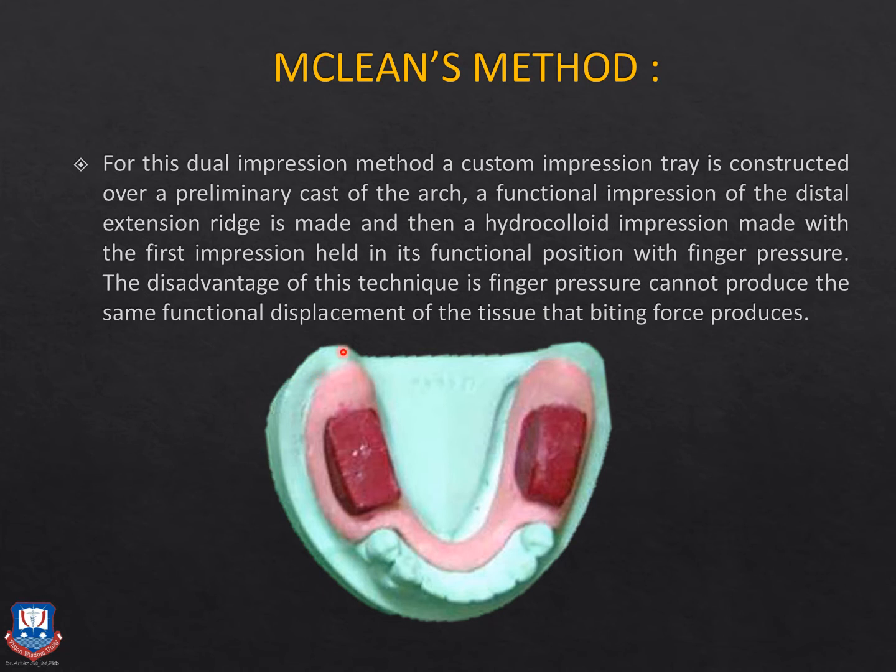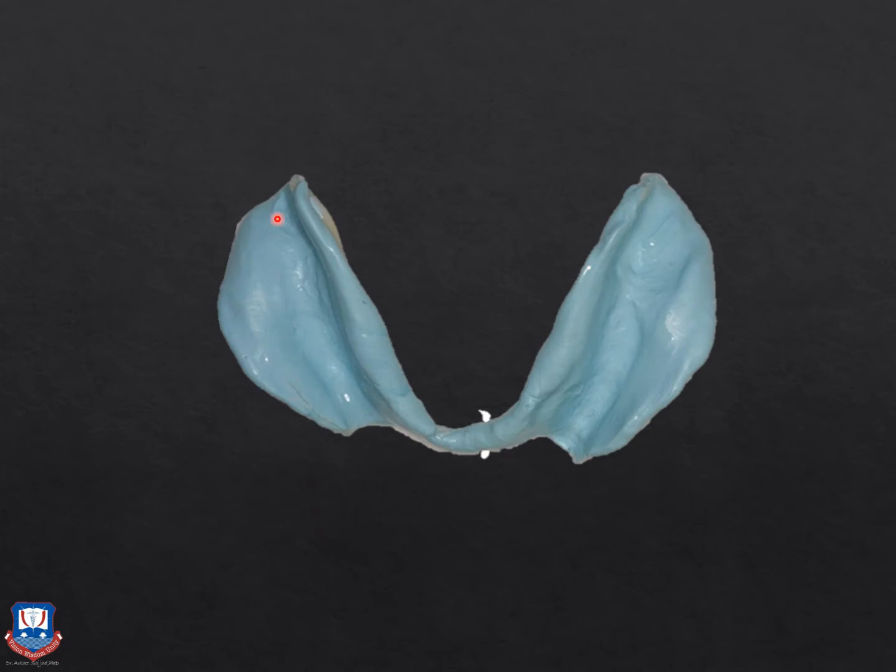And over this impression, a pickup impression was made using a stock impression tray, using alginate or a suitable impression material such as agar-agar hydrocolloid. So this is how McLean's record base, or you can also call it a custom tray, looks. You first record the impression of the distal extension bases in a functional state by asking the patient to bite on the occlusal rim which is on top of these denture bases, and then the impression is recorded under occlusal loading.